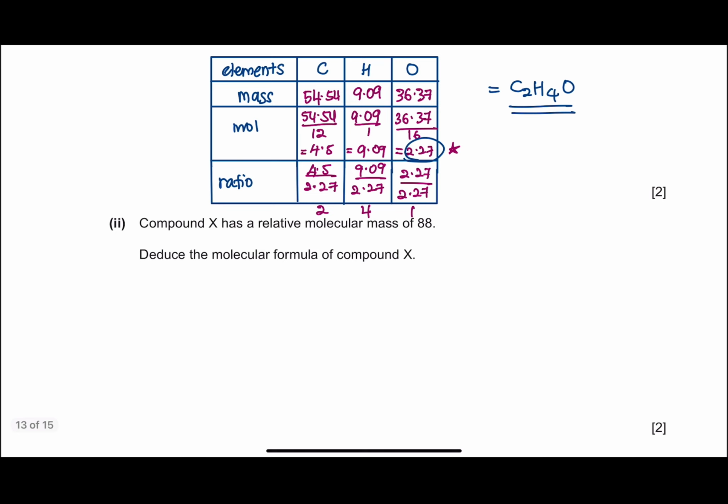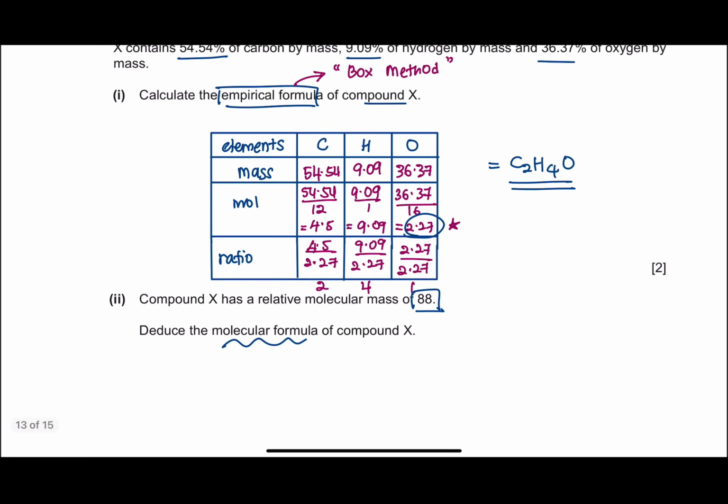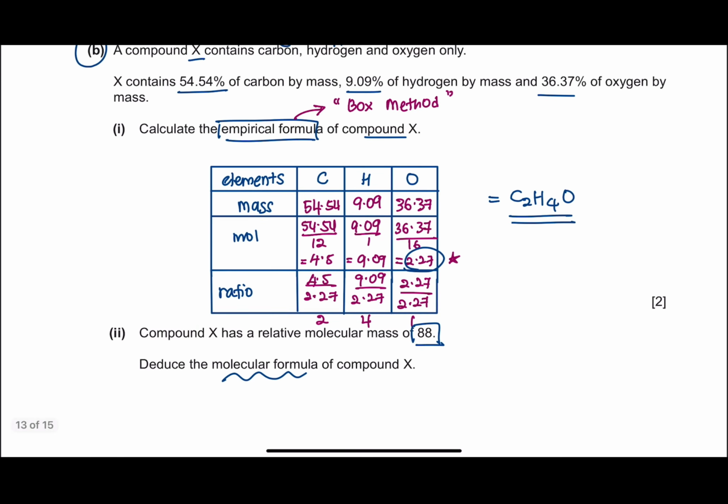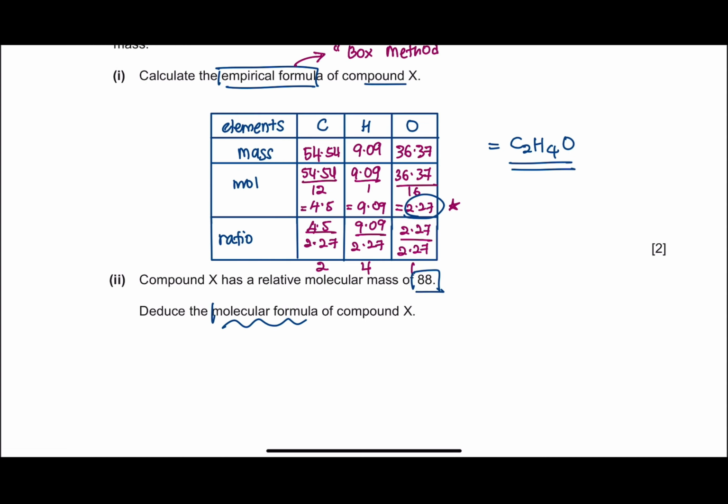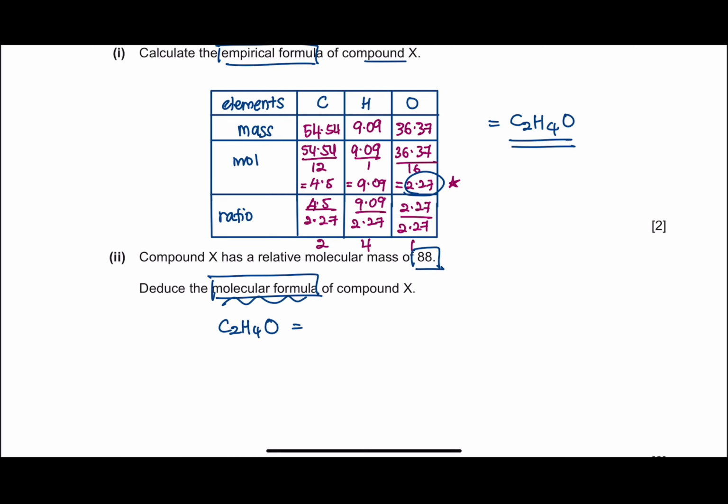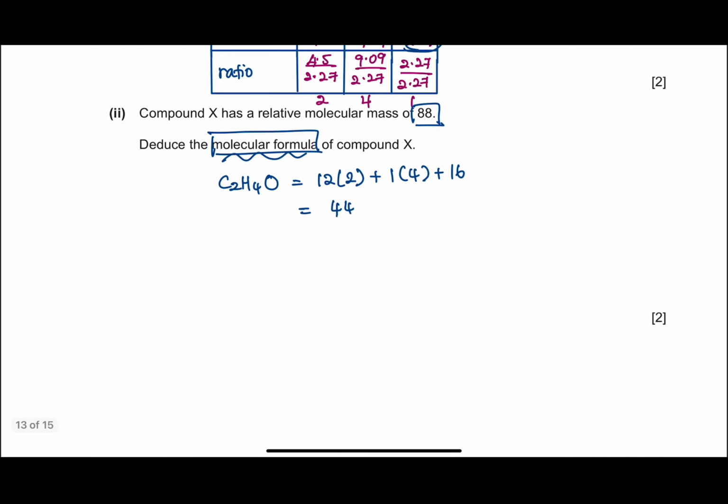The next question is saying that compound X has a relative molecular mass of 88. Deduce the molecular formula of compound X. Now empirical formula is the simplest formula for a compound, and molecular formula is the actual formula of a compound. Now from the simplest ratio, you can find the molecular mass for this compound would be 44. However, the actual molecular mass of this compound is 88. This means that the ratio to the actual molecular mass is 2.